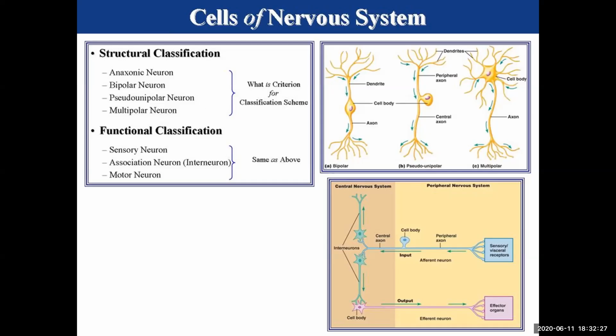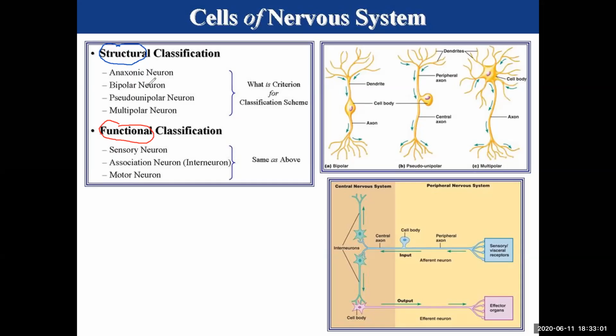You can classify them based on structure, the way they look, so structural classification, or you can classify them based on function, based on their functionality, so functional classification. Based on the way they look, there are four families of neurons, four types, four classes, four categories of neurons. Anaxonic neurons, meaning neurons not having an axon.